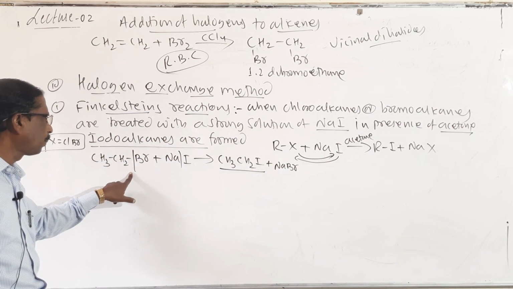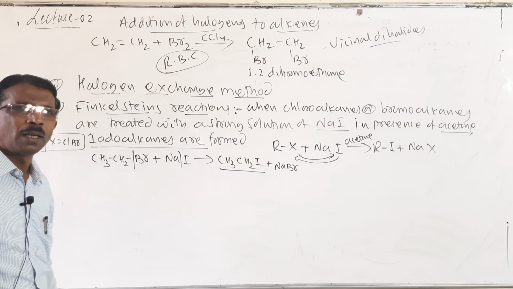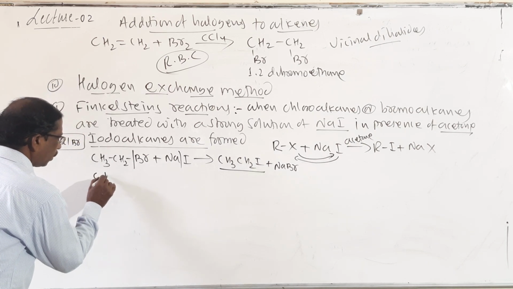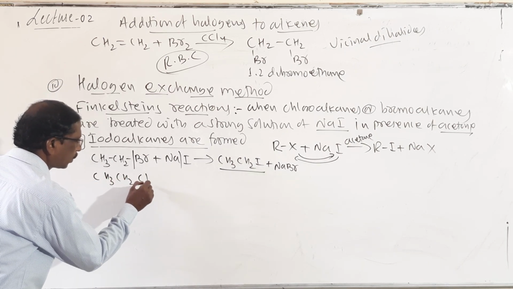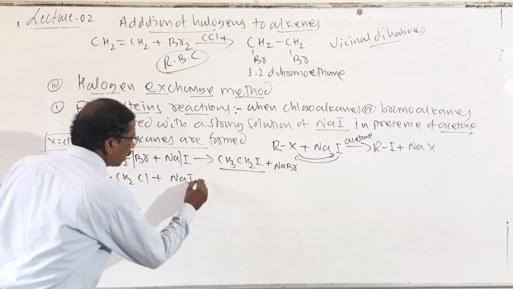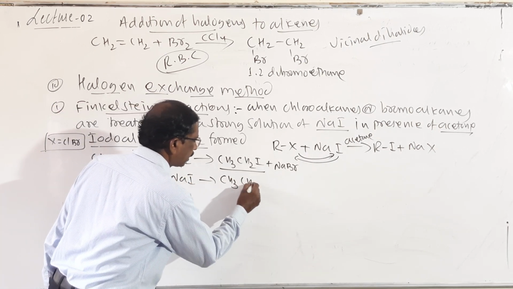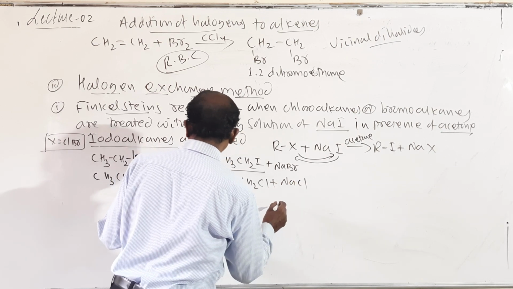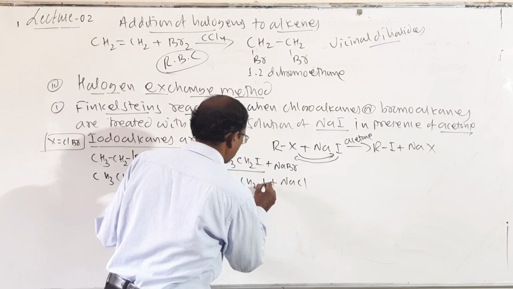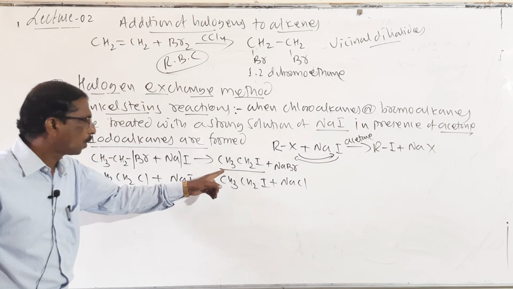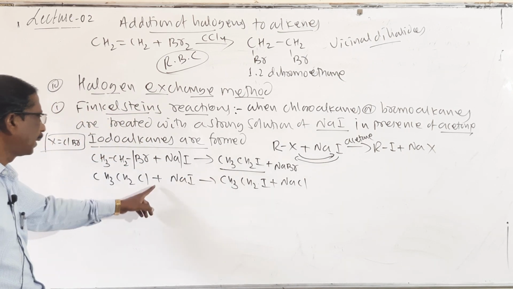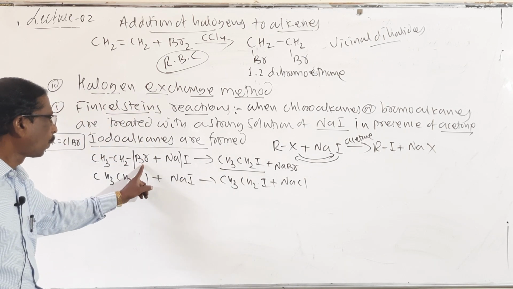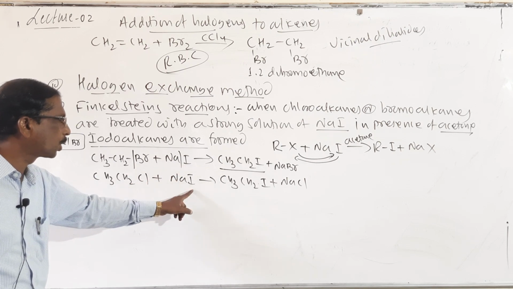Here you may write ethyl bromide. Instead of ethyl bromide you may also write ethyl chloride, CH3CH2Cl plus NaI. You will get CH3CH2I plus NaCl. So only iodides can be obtained here. Halogen exchange takes place. Bromine exchanges with iodine, chlorine exchanges with iodine.